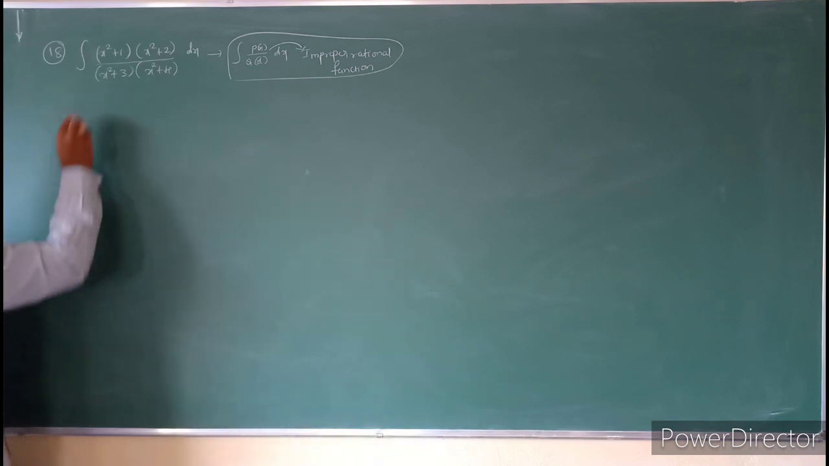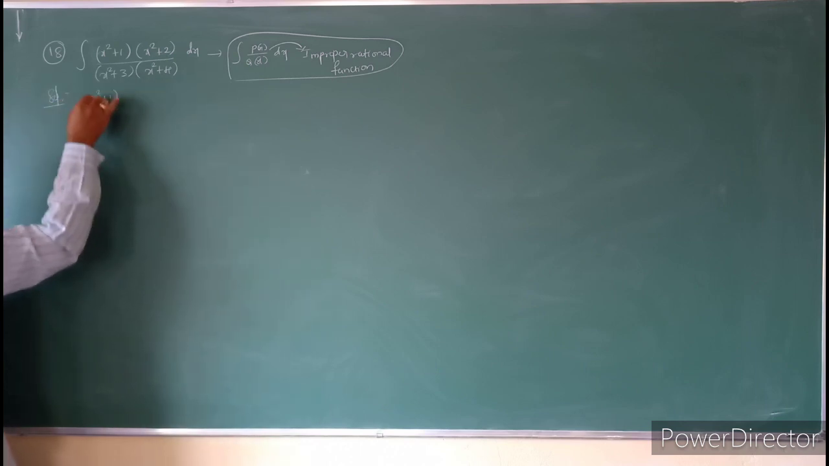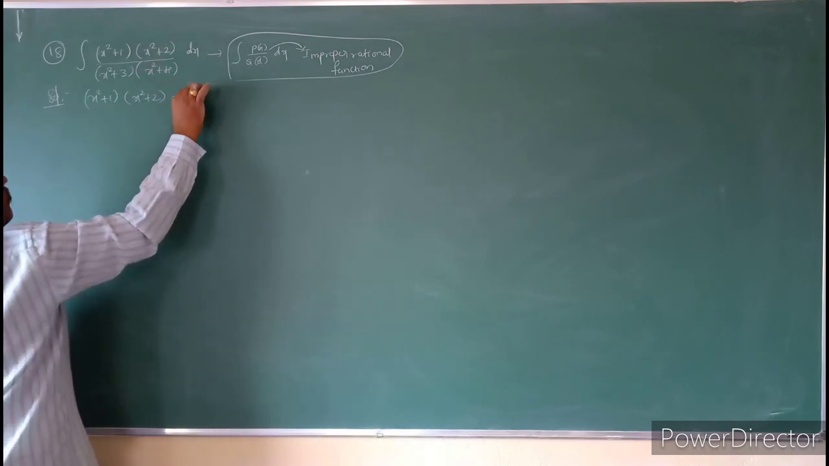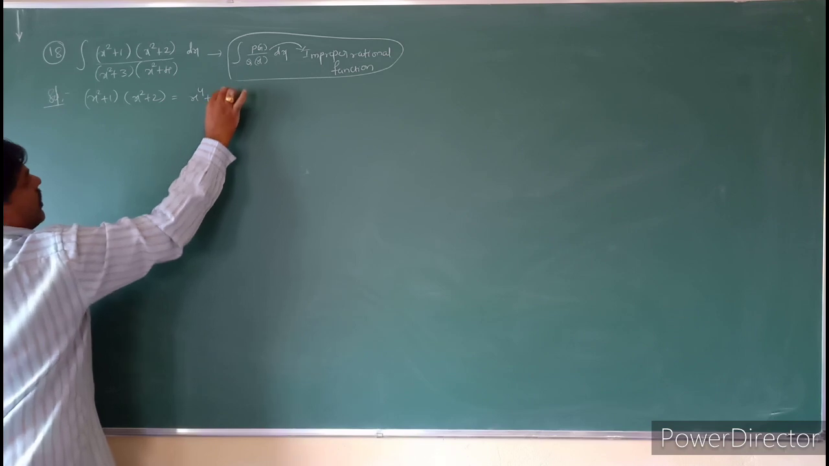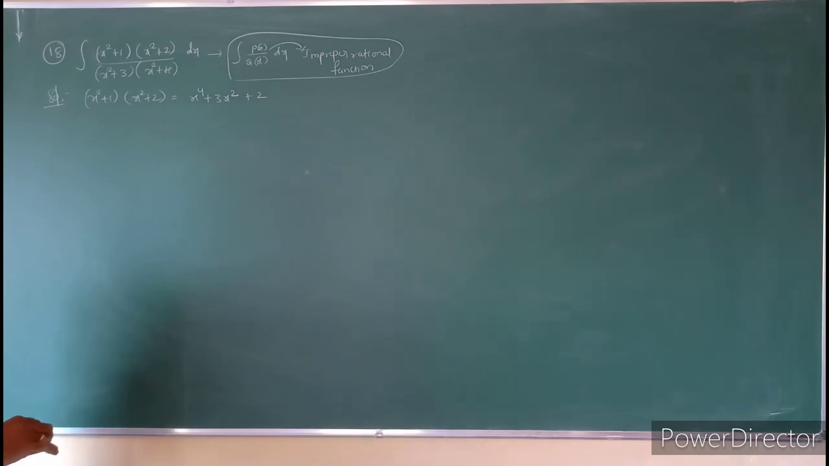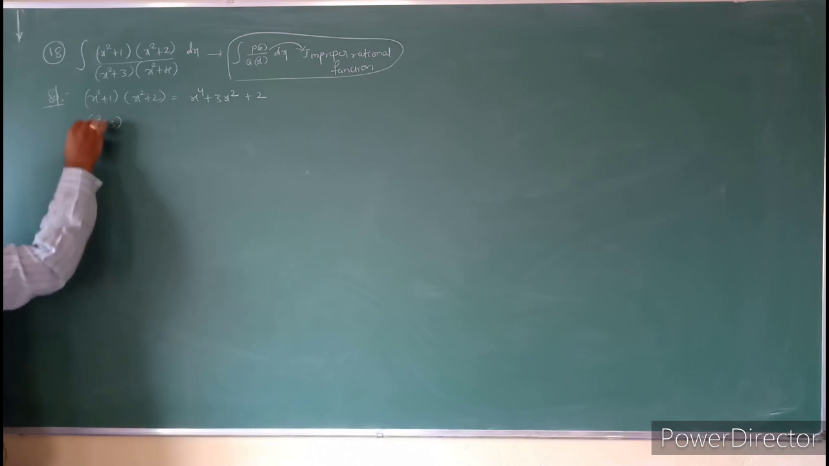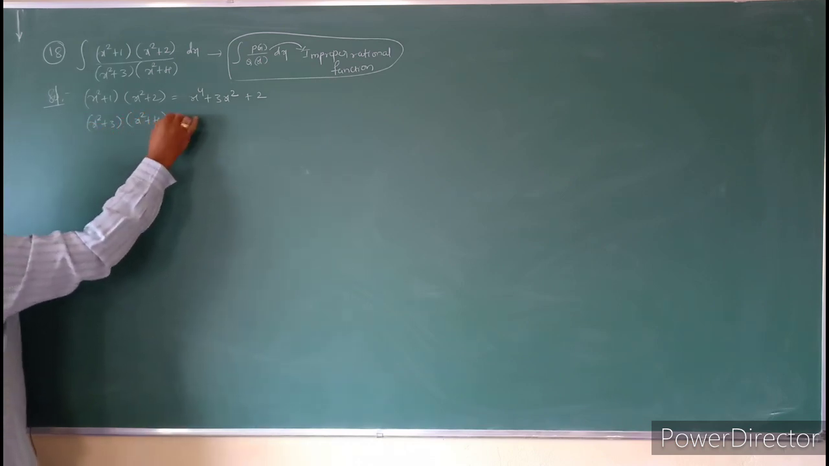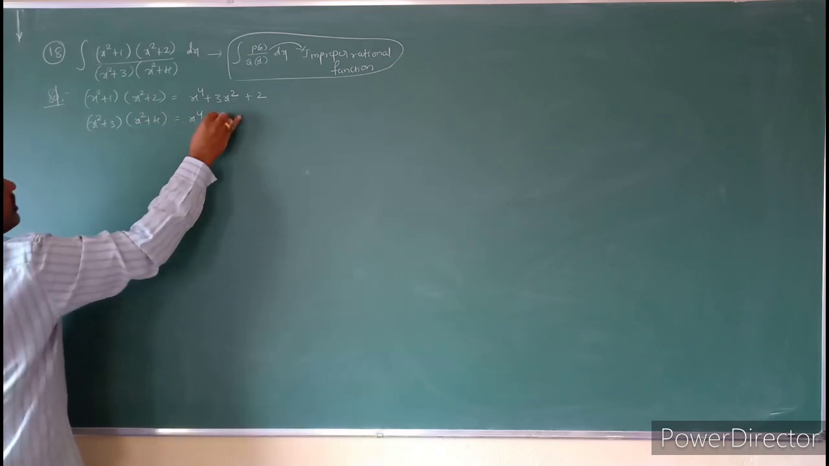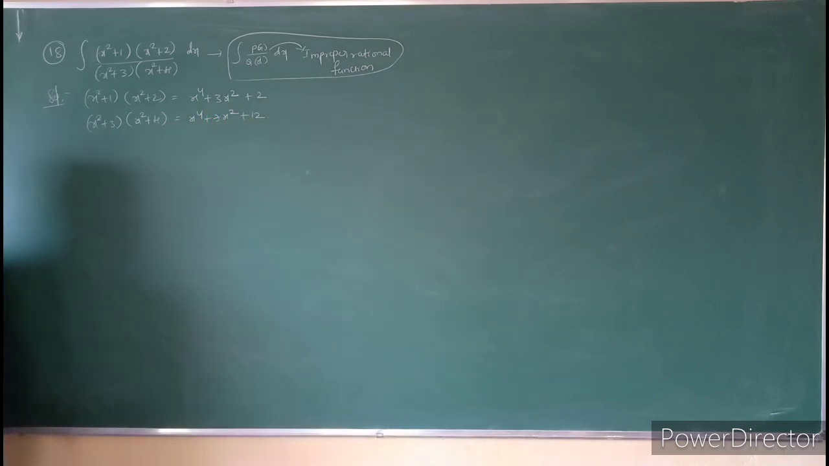What is this? x square plus 1 into x square plus 2. What is the numerator? The numerator is nothing but x power 4 plus 3x square plus 2. Multiply these two, you will get x power 4 plus 3x square plus 2. Similarly, what is the denominator? The denominator is nothing but x square plus 3 into x square plus 4. So multiply these two, students. x power 4, 3x square plus 4x square is 7x square, 3 into 4 is 12. So this is the denominator.